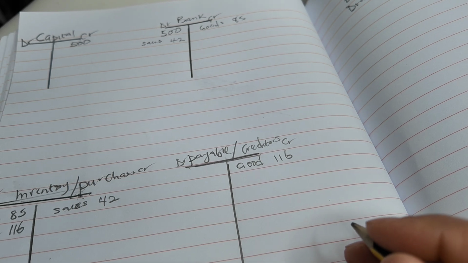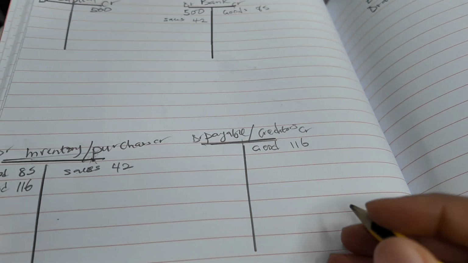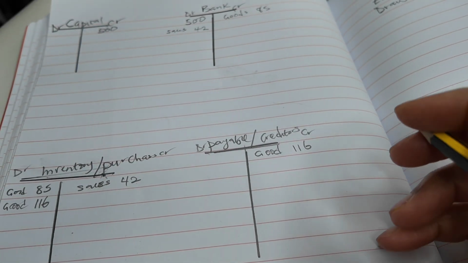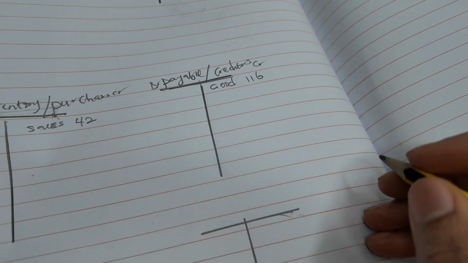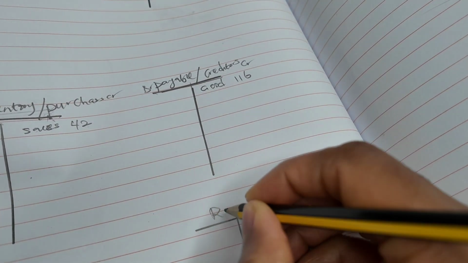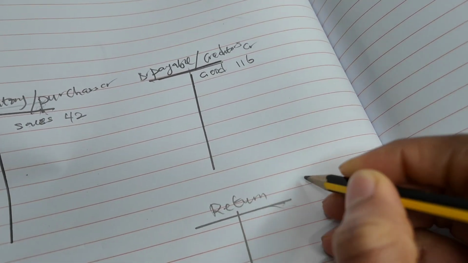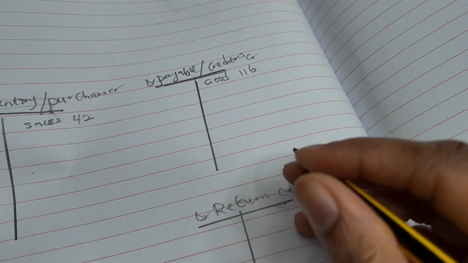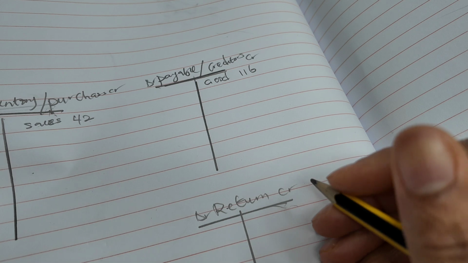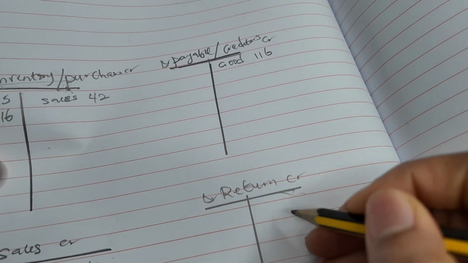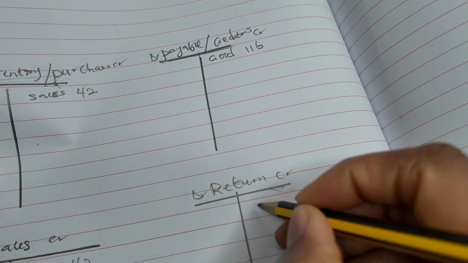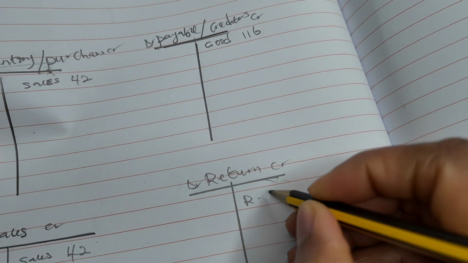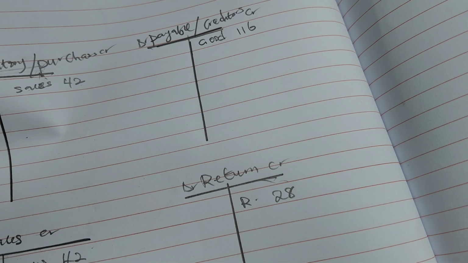Okay, we returned goods. Remember, we purchased an item initially, but we choose to return it, probably because it's a faulty item, right? When we return goods, we have to open a return account. This is debit and this is credit. And because we are the one returning, it is going to be a credit balance. So we return goods worth £28. Return £28.